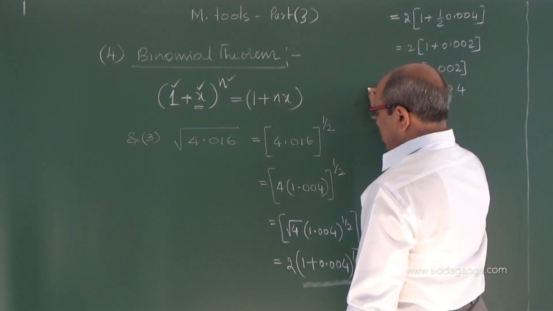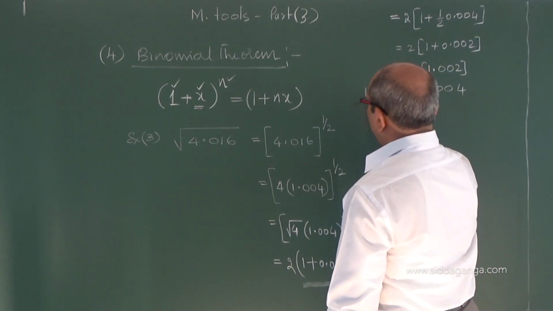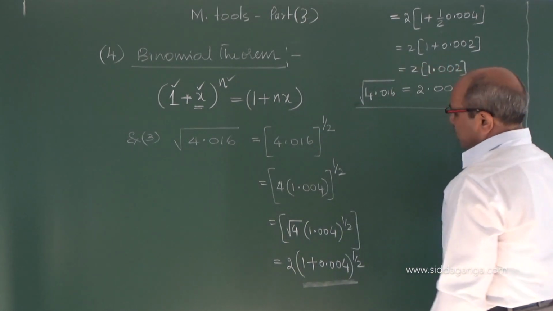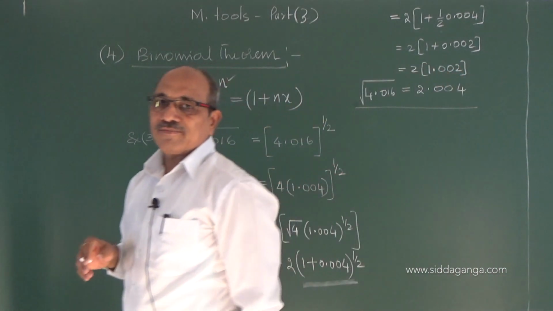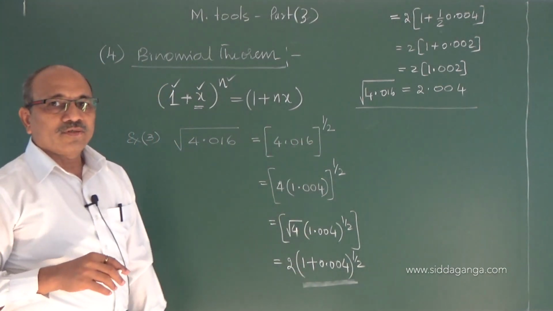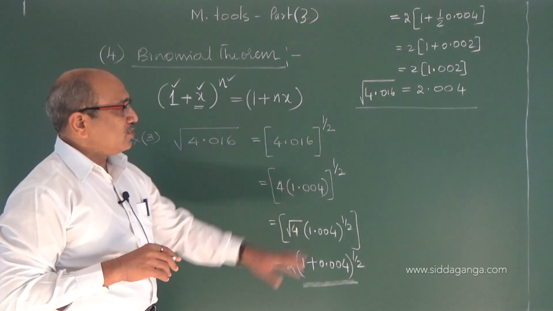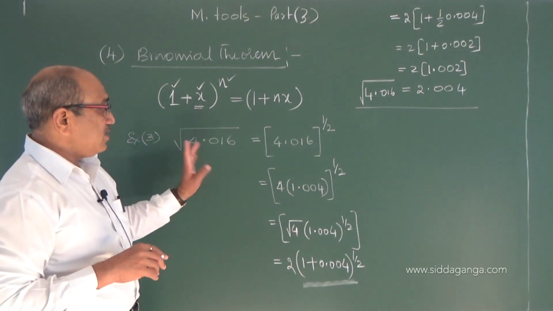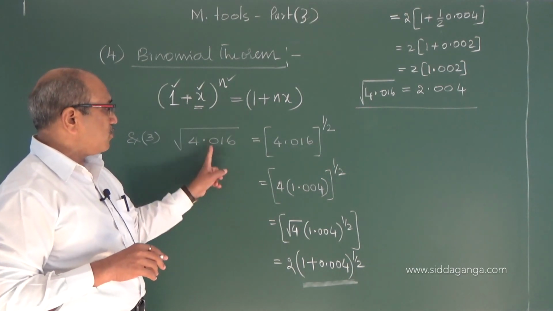2.004 as the square root of 4.016. You can verify using your calculator. You will get the exact answer. So the square root of 4.016 is 2.004.